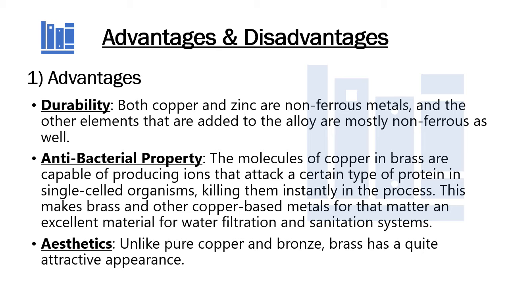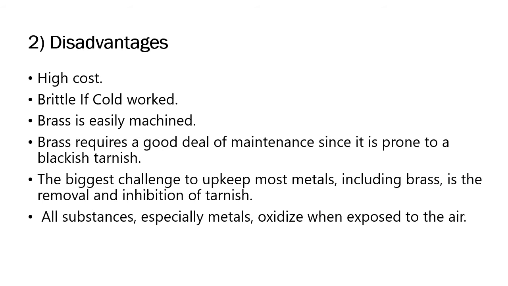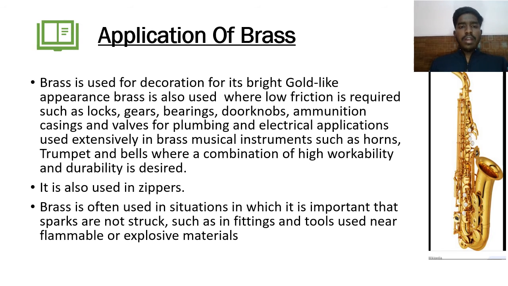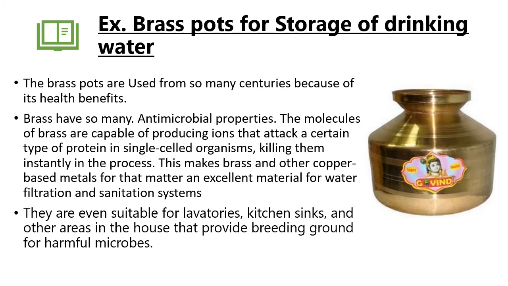Now we will see the disadvantages of the brass. Some of the major disadvantages of the brass are that it is brittle if cold worked, it is not easily machined, and it has a high cost. Now we'll see the applications of the brass. Here are some applications of the brass: locks, gears, bearings, horns, casings, and valves.